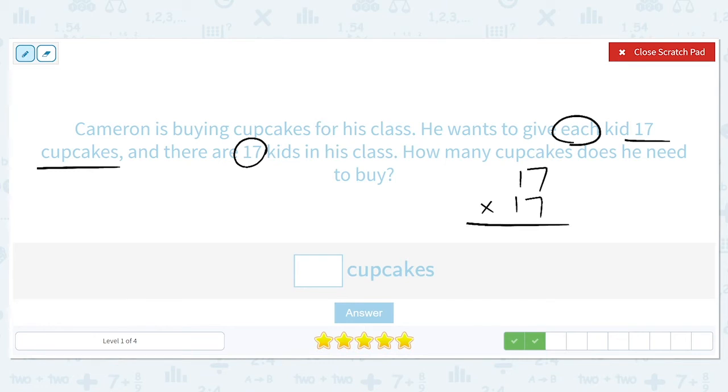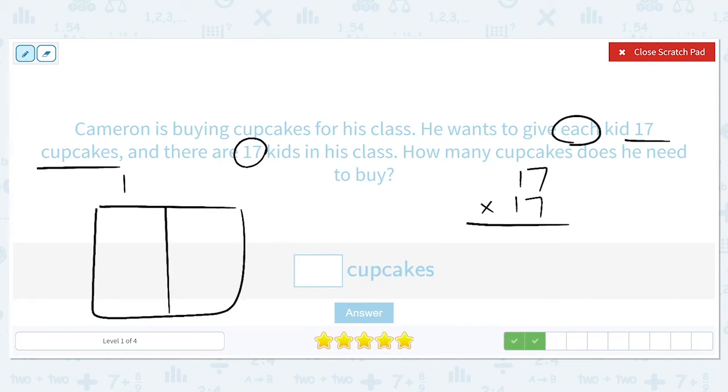Each of these numbers has 2 pieces. So our partial product needs to have 2 pieces on the top, 10 and 7, and 2 pieces on the side, 10 and 7. That leaves us with 4 mini multiplication problems that we're eventually going to add together.